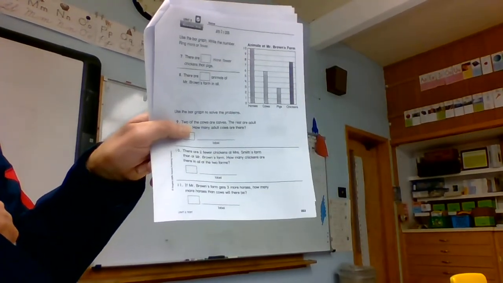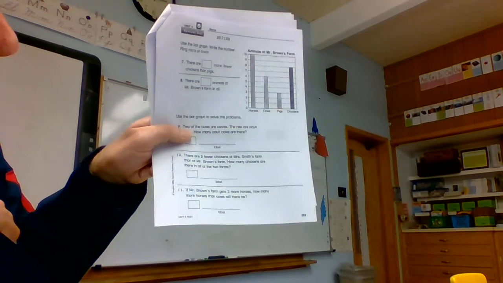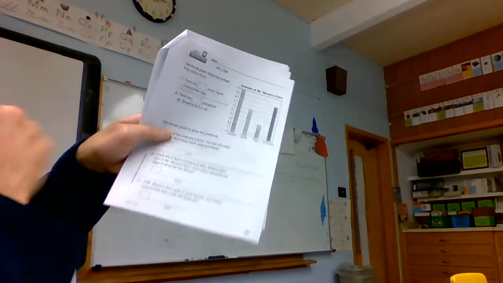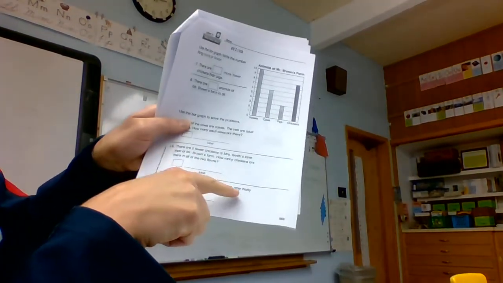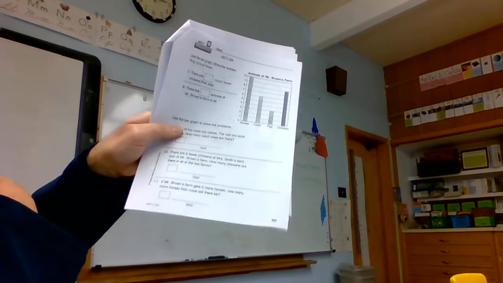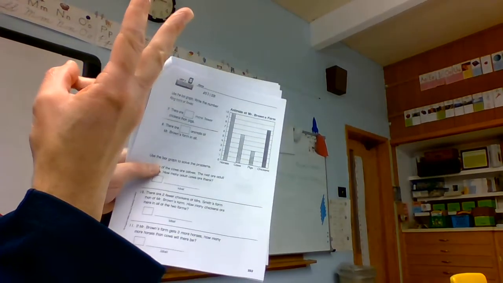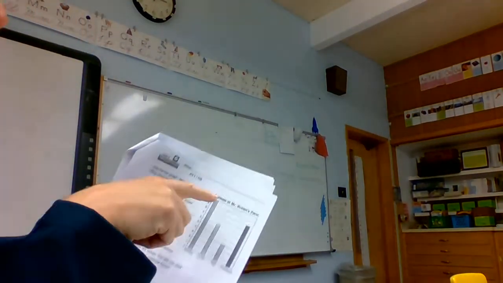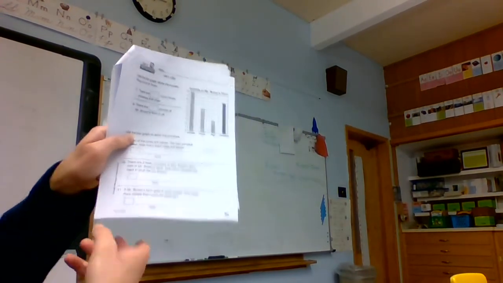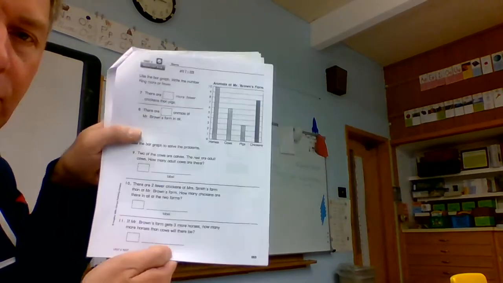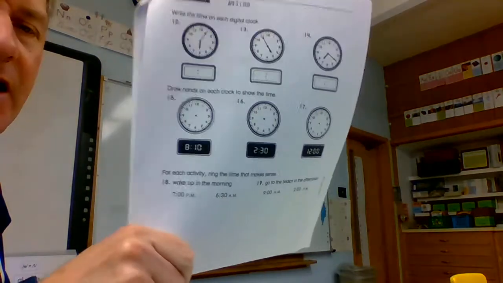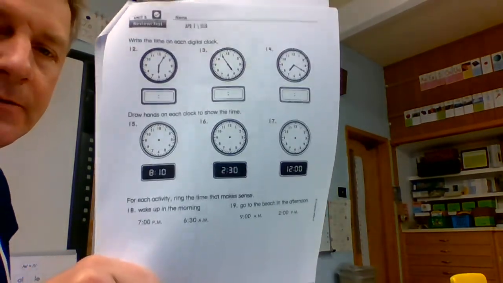If I go too fast, hit pause. If Mr. Brown's farm gets 3 more horses, right now he has 10. If he gets 3 more horses, how many more horses than cows will there be? So he has 10, it's 3 more, you're not done yet. Then he has how many horses, and then how many more horses than cows will there be? So it's a 2-part problem. All right, next page. If I go too fast, hit pause.